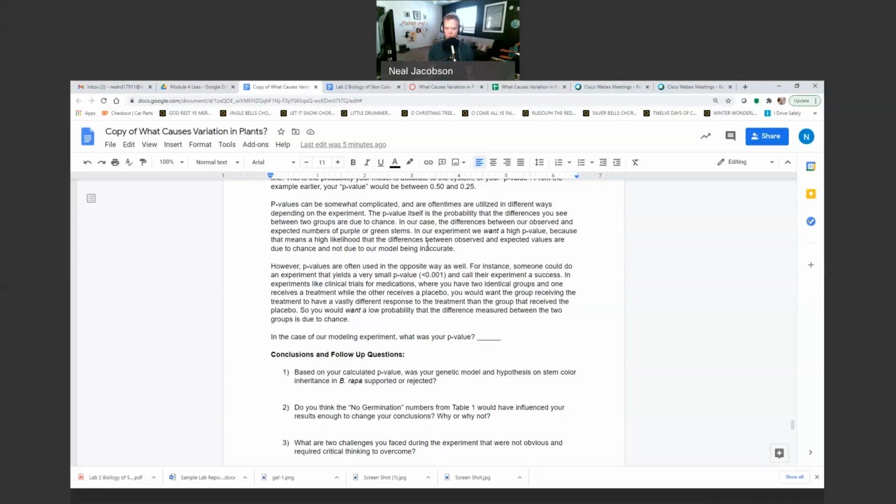That would suck. You want the differences between the placebo and the treatment group to be vastly different, so you can say, aha, look, the probability that the difference I see in my treatment group is due to chance is very low. So that p-value is very low. The chance that the differences between the two groups are due to chance is very low in that case. And that's a good thing.